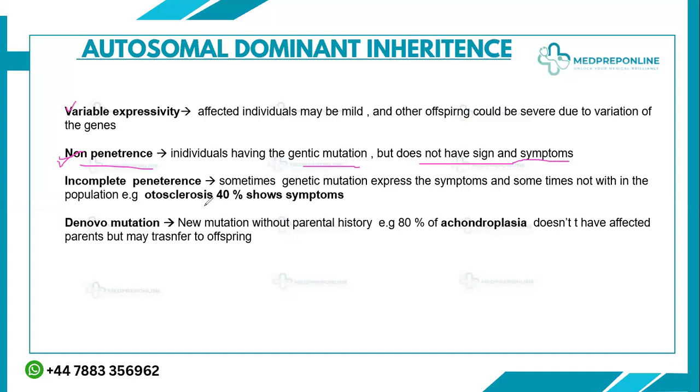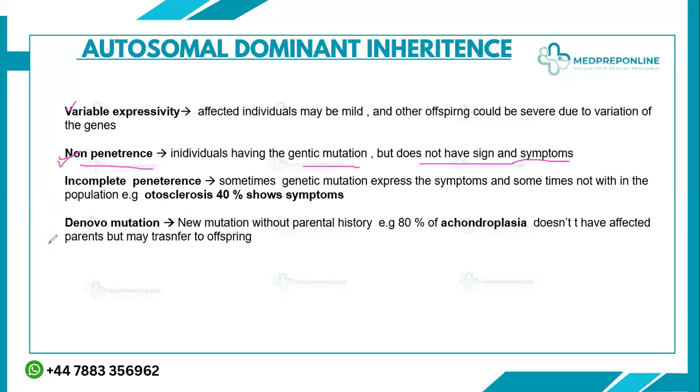Then we have de novo mutation. De novo mutation is a new mutation, with no relation to the parents. That means the parents are not affected but the children are affected. It is a new mutation without parental history, for example 80% of achondroplasia. Usually in achondroplasia, 80% of cases have a de novo mutation. That means the parents are not affected and the disease is not inherited from the family. This is known as de novo mutation, and the affected person may transfer it to offspring. So these are the four definitions.